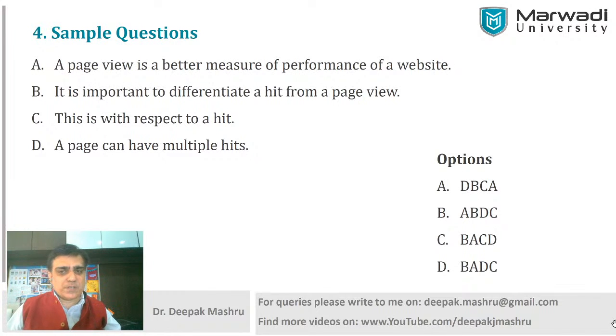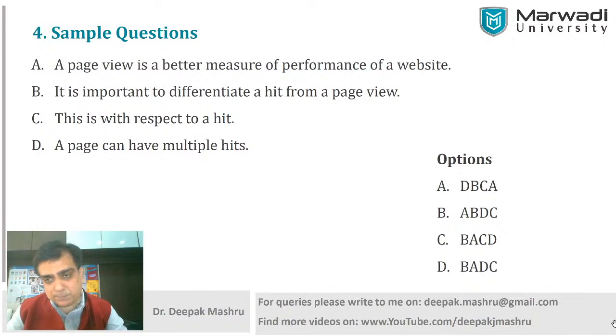Now another question. Generally, how are these questions asked? These questions are asked like this. You are given 4 sentences, and there are 4 options to that. For example, A: a page view is a better measure of performance of a website. B: it is important to differentiate a hit from a page view. C: this is with respect to a hit. D: a page can have multiple hits.